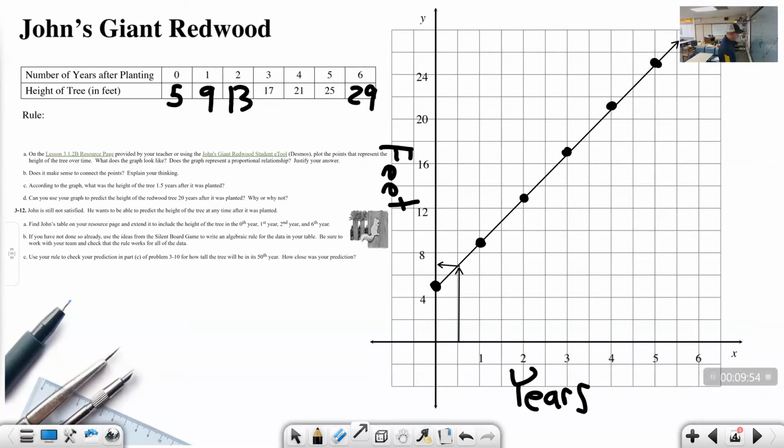Question letter C. How tall was the tree a year and a half after it was planted? This was on the Chapter 2 test. You go to 1.5 years, you go to the line, and then you go over. How tall was the tree 1.5 years after it was planted? You respond with, after 1.5 years, the tree was blank feet tall.